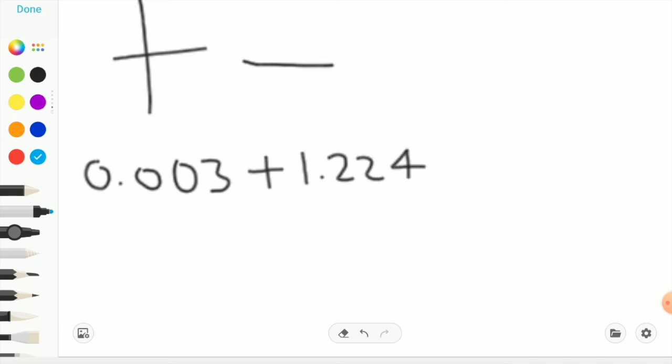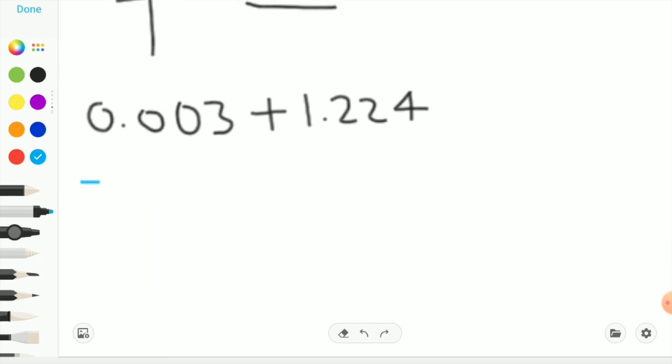It doesn't really matter how many significant numbers you have. You're basically just seeing how precise a number is. For example, both of these have 3 numbers after the decimal. So with your answer, that's what you're going to have. So the answer is 1.227. Okay, that one's pretty simple.